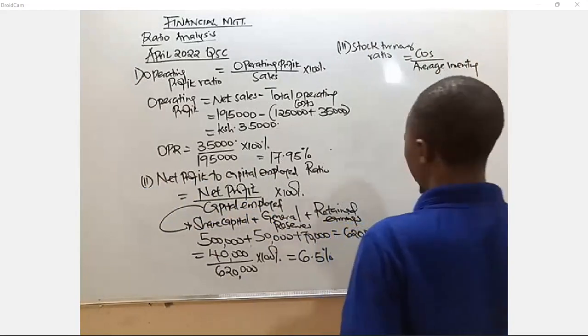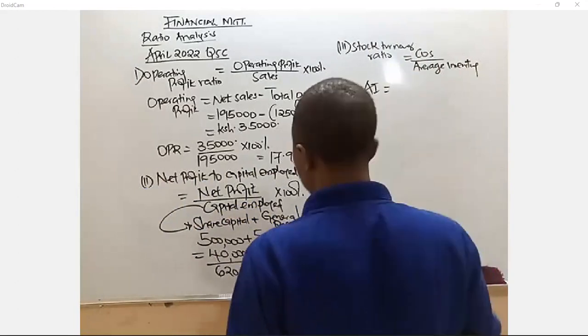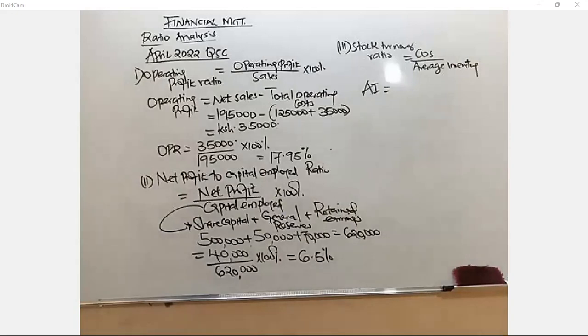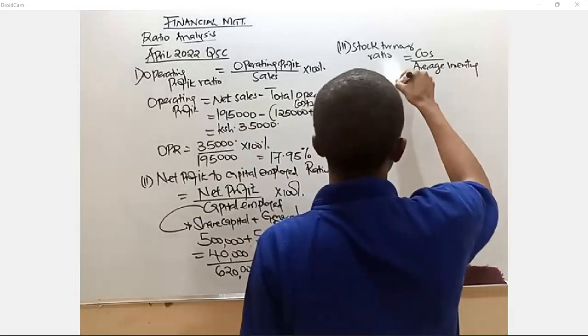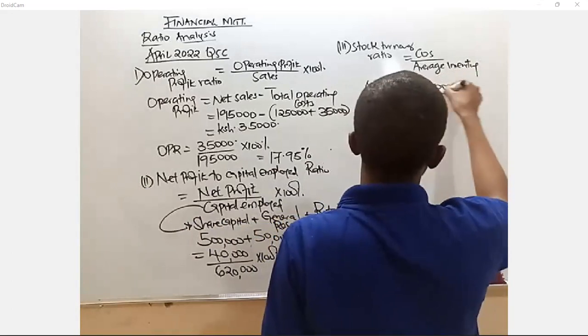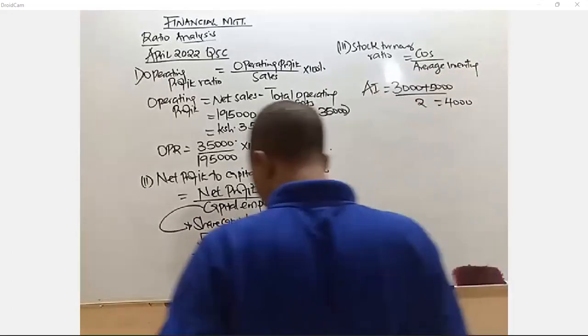You divide by the average inventory. Ask yourself, what is my average inventory? I will go straight to the income statement to capture the openings and closings. So the opening is 3,000. Closing is 5,000. You divide by 2, getting 4,000. Correct?